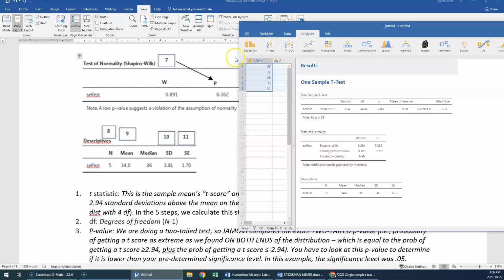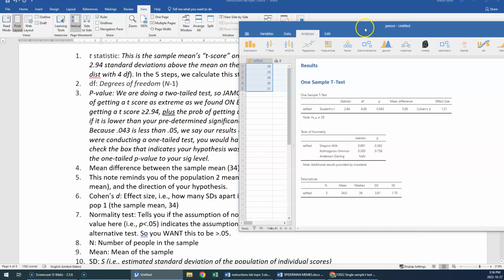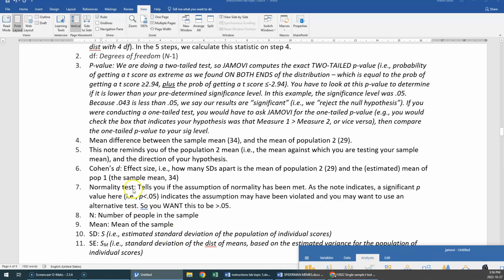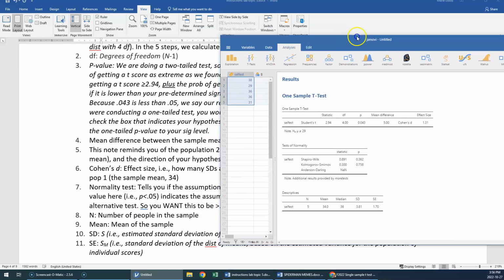Okay? And the really nice thing about Jamovi is that it gives you this formal test with really easy guidelines, very simple guidelines to be able to say, yes, this assumption was met, or no, this assumption was not met. Let's look at the instructions here. Normality test tells you if the assumption of normality has been met. As the note indicates, a significant p-value here, that is less than 0.05, actually indicates the assumption may have been violated. Okay, so you actually want this normality test p-value to be greater than 0.05.